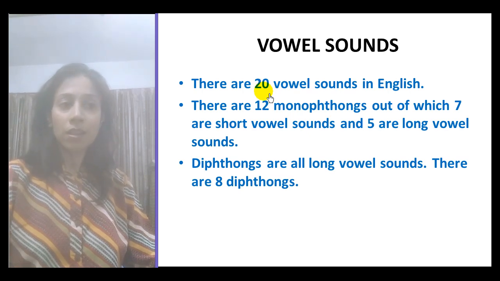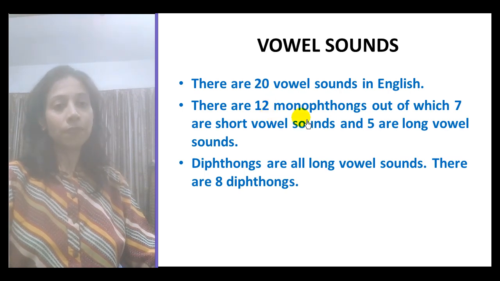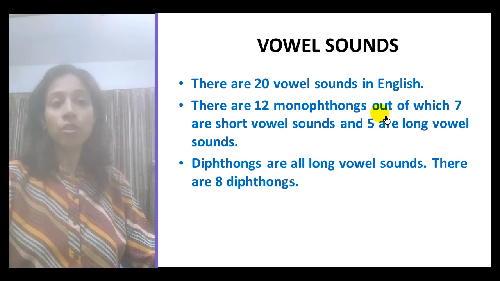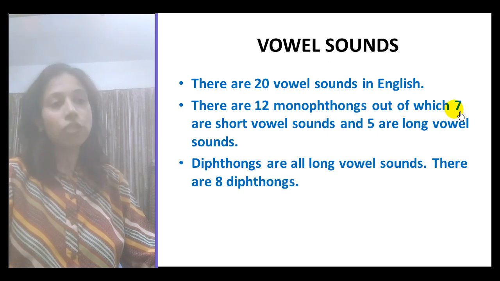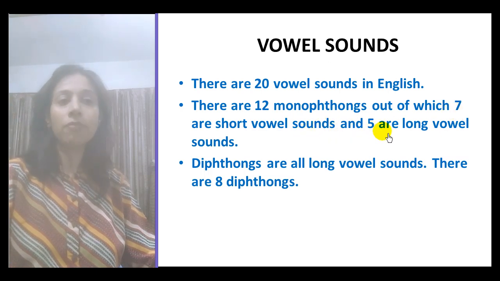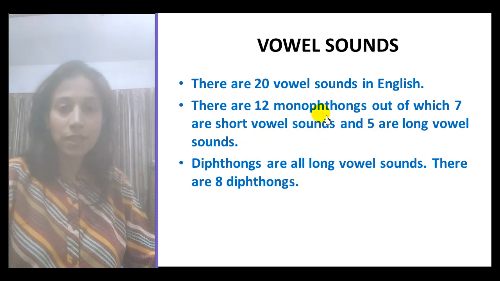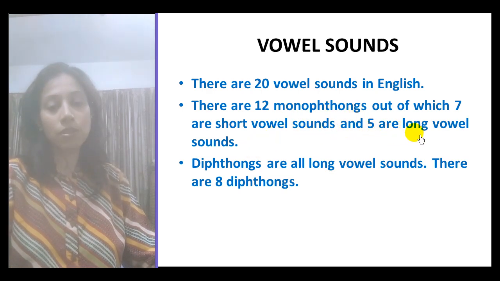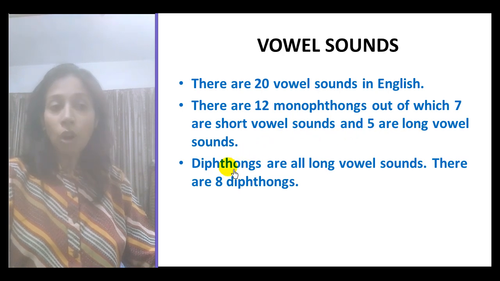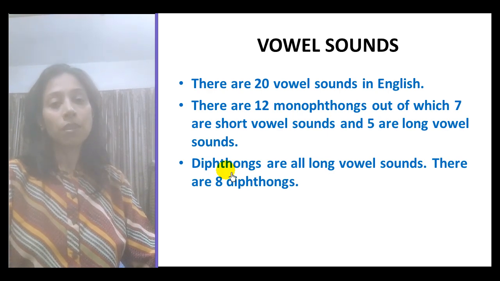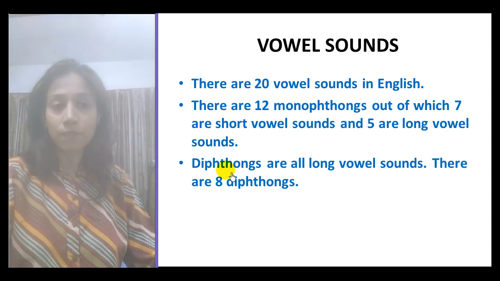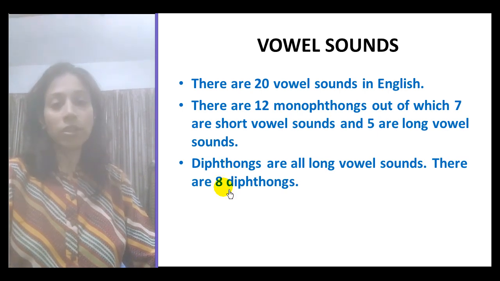First, it would be good to remember that there are 12 monophthongs. These are part of vowels only. There are 12 monophthongs, out of which we have 7 short vowel sounds and 5 long vowel sounds. Then we have longer vowel sounds, which are known as diphthongs. They combine 2 shorter vowels, and that is how they form longer vowel sounds. And we'll also check what these diphthongs are.